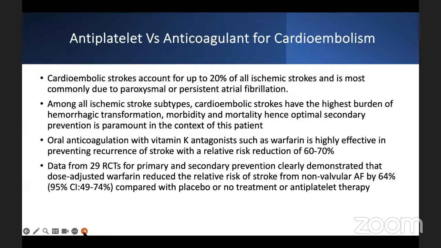So this is a cardioembolic stroke. It makes up about 20% of all ischemic strokes. And the evidence base supports the use of oral anticoagulants for cardioembolic strokes. So all those who say anticoagulants for cardioembolic strokes, well done, kudos. You are correct.